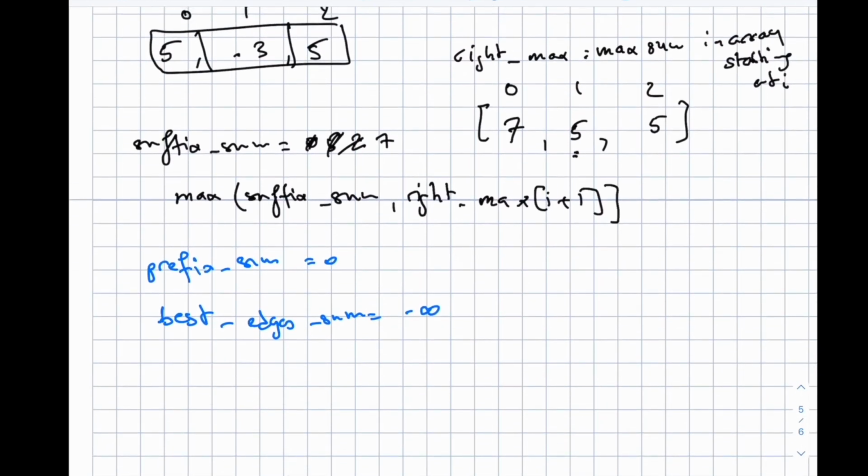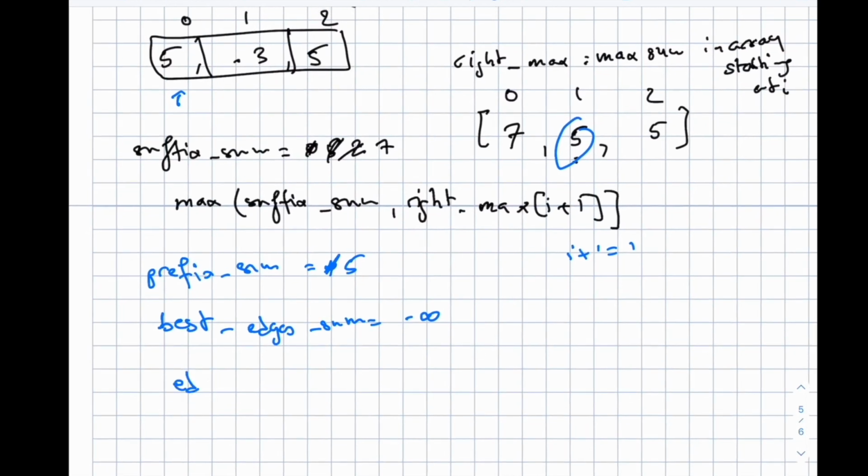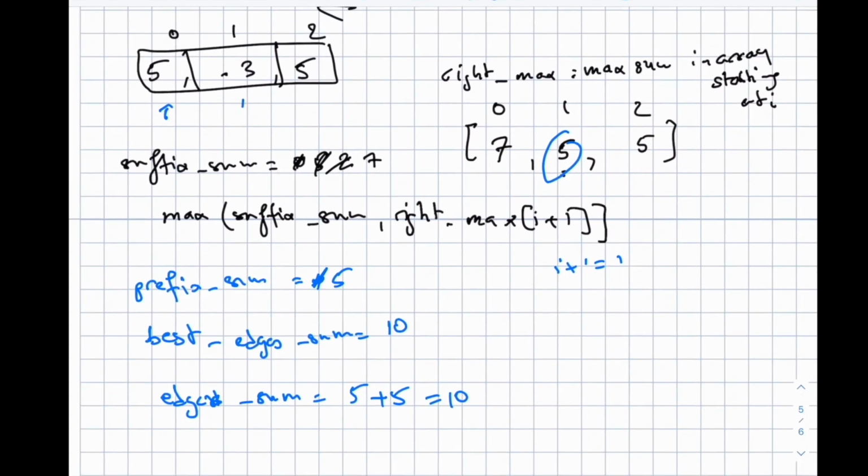And so what is the prefix sum when we do this one? It's 5, okay? And so what do we need to do? We need to do the prefix sum at I, which is 5, plus the max sum of a suffix that is at I plus 1. So I plus 1 is equal to 1. So what is the max sum at I plus 1? It's 5. So we need to do 5 plus 5. So the edges sum is going to be 5 plus 5, which is prefix plus suffix. So that's 10. Is 10 better than minus infinity? Yes. So let's put 10 here. Okay. And then we move our I pointer here.